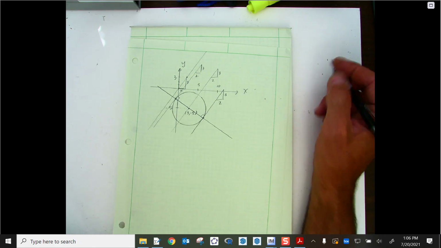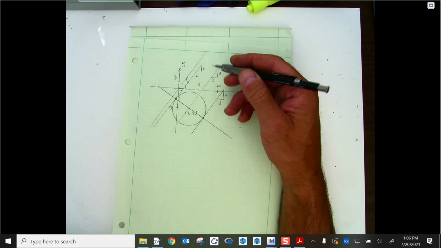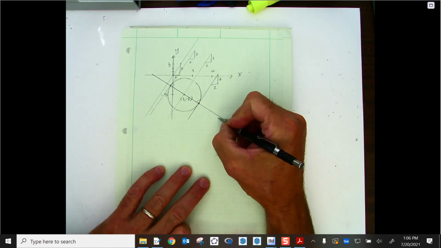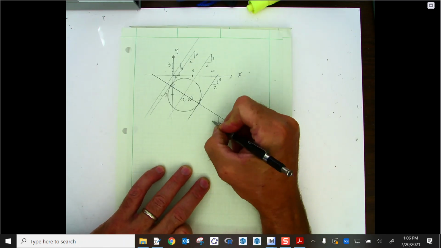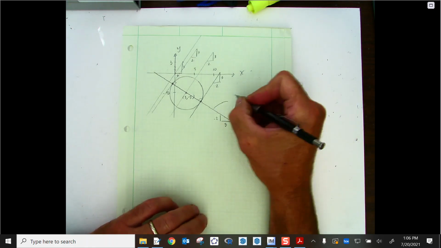So we have this line that's a diameter that's perpendicular to the two lines in question. And since we know it's perpendicular, we know its slope. Its slope is down 2 and over 3. So this one has a slope of negative 2/3.